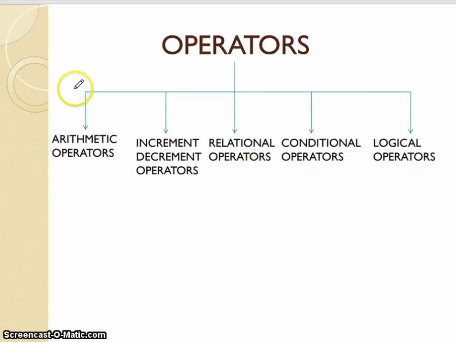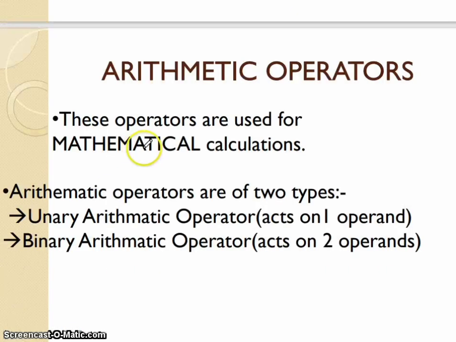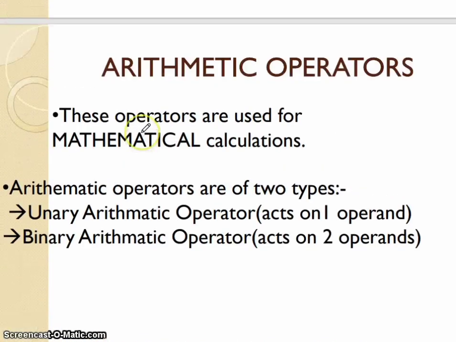There are 5 types of operators in Java, that is arithmetic, increment decrement, relational operator, conditional operator, and logical operator. Arithmetic operator. By the name itself, we can say that this operator is used for mathematical calculations such as plus, minus, division, modulus, and many more.